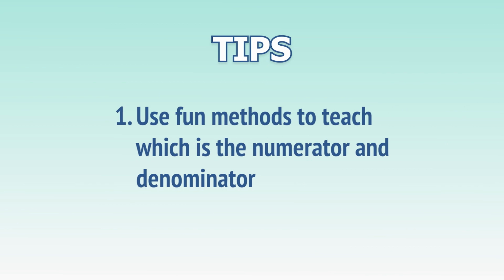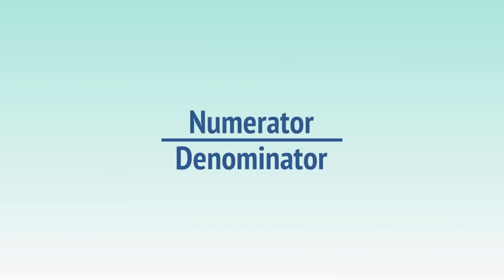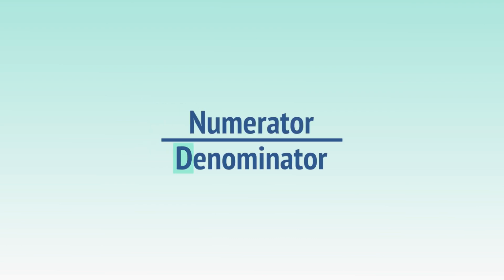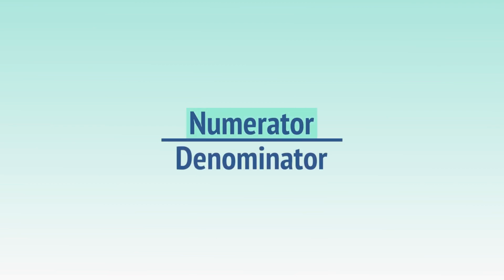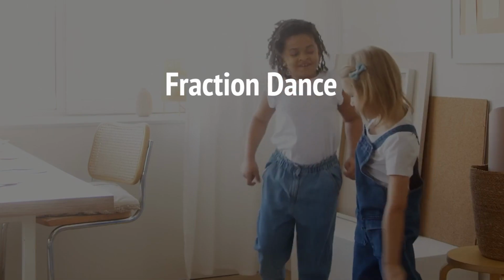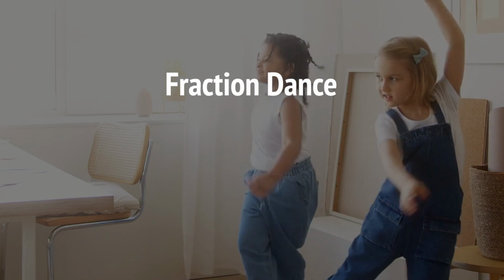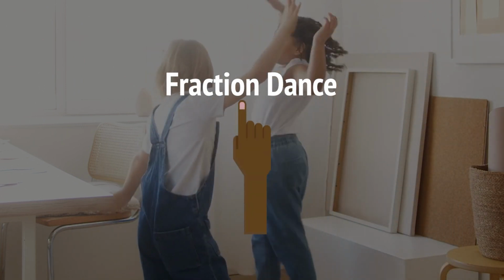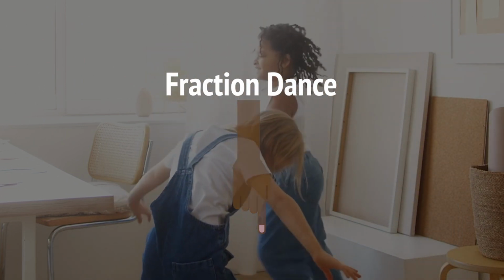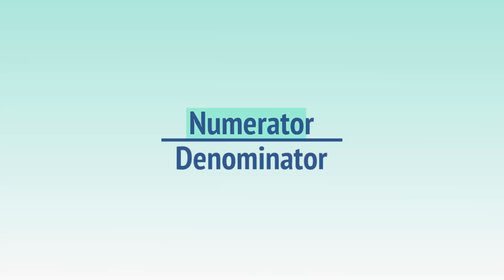Use fun methods of helping learners remember which is the numerator and the denominator. You could teach them the NU in numerator stands for never under, and that there is a D in denominator and a D in down. The numerator is therefore always on top and the denominator on the bottom of the fraction. You could make learners do the fraction dance by asking them to point to the ceiling when you say numerator and point to the floor when you say denominator, to help them remember that the numerator is at the top of the fraction and the denominator is at the bottom of the fraction.